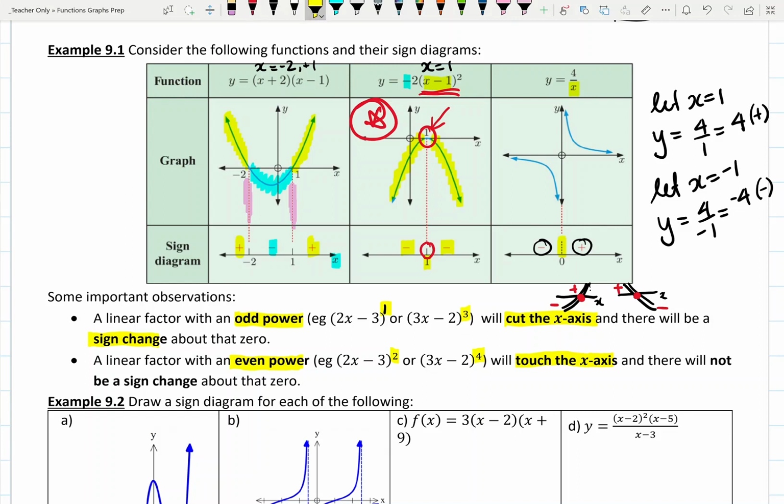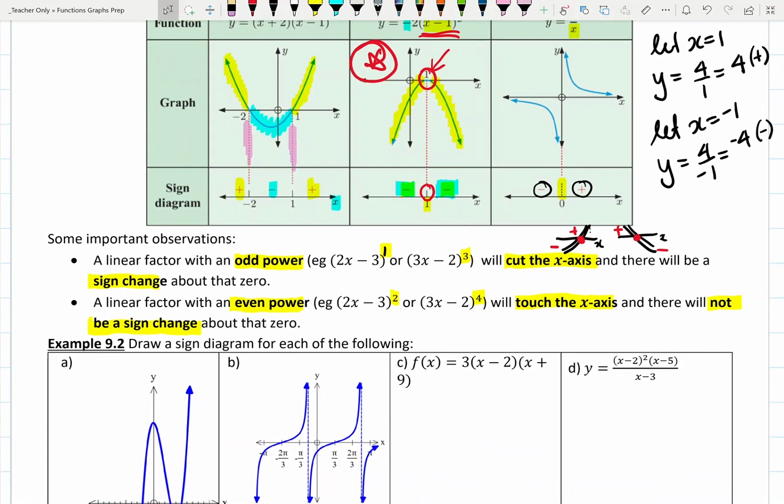If it's just touching the x-axis, there is no sign change, and we can confirm that here. The function is below the x-axis to the left of that repeated root, and it is below the x-axis to the right of that repeated root. So there's no sign change. You can use that when you're doing sign diagrams without your calculator, which may very well come up on the non-calculator part of a test.